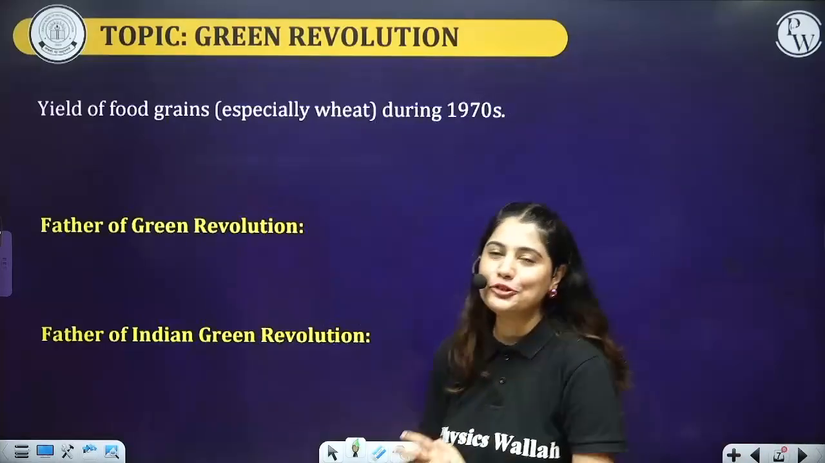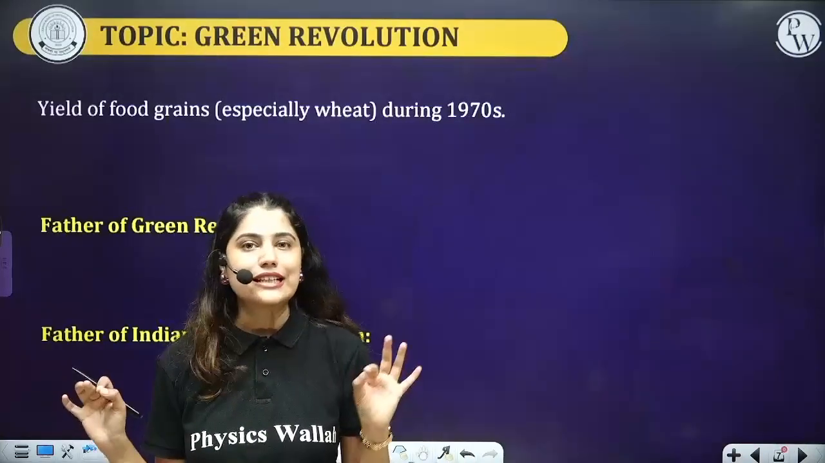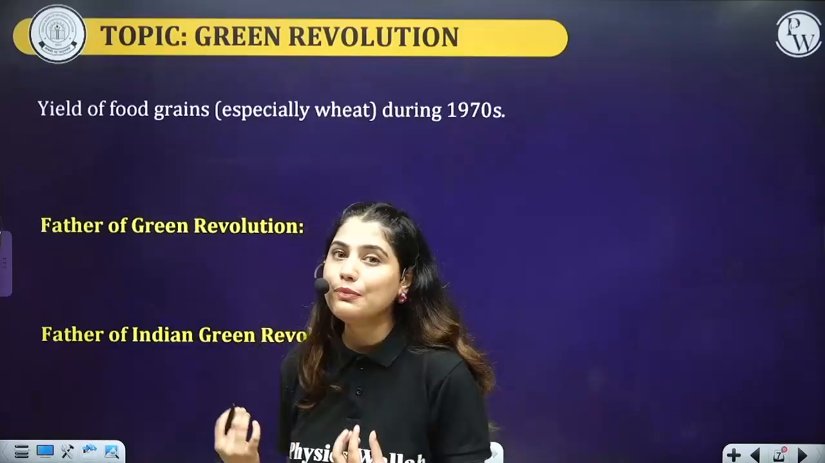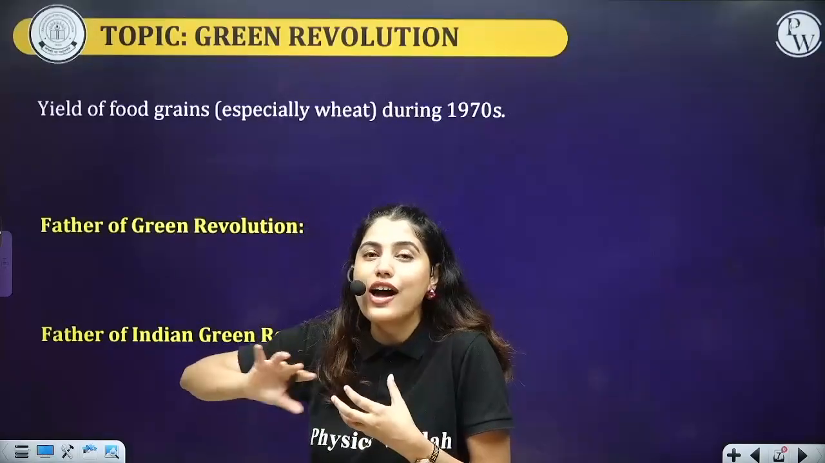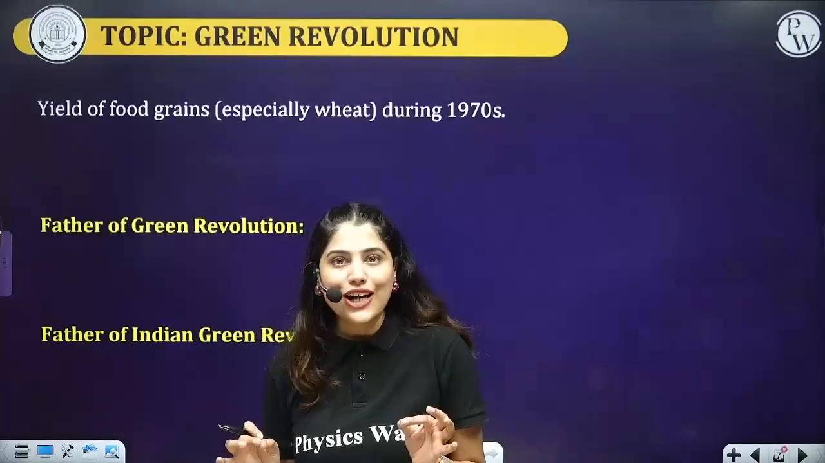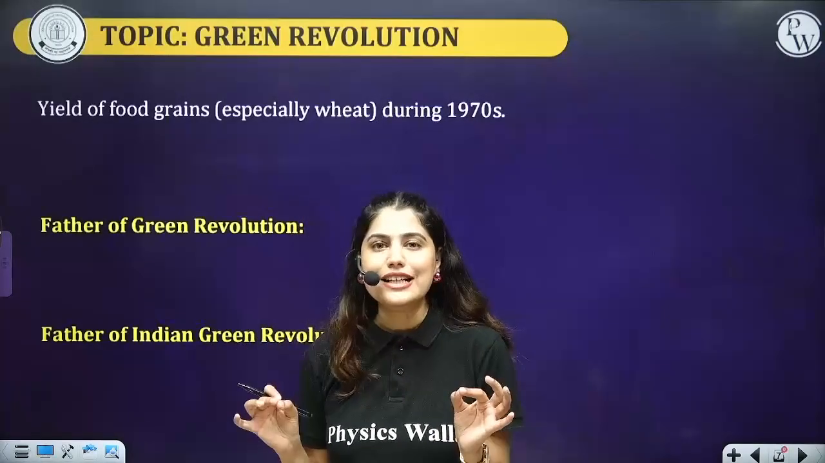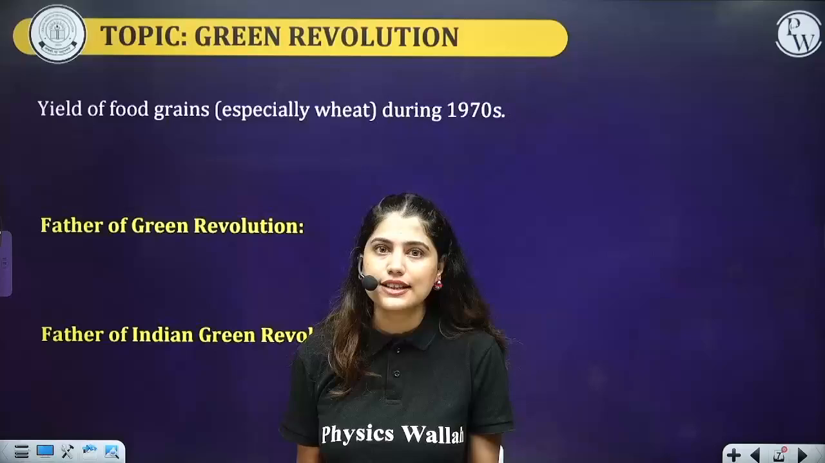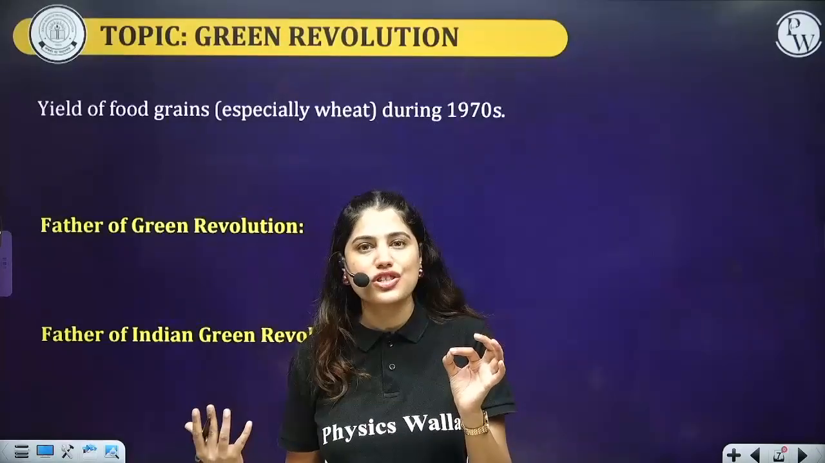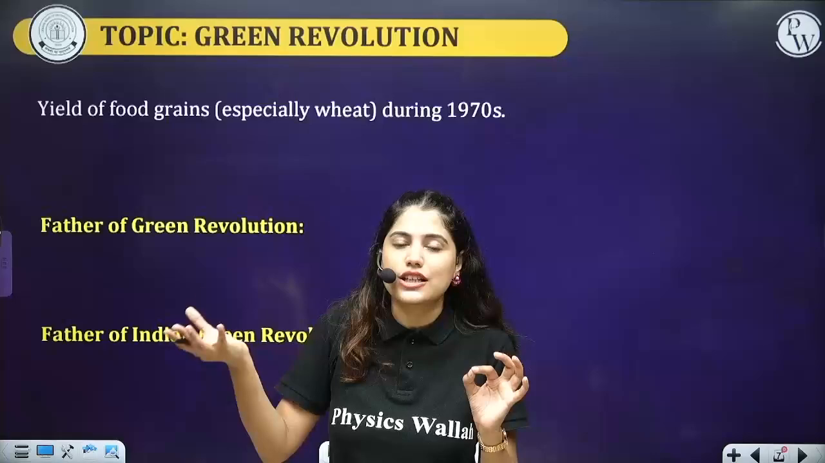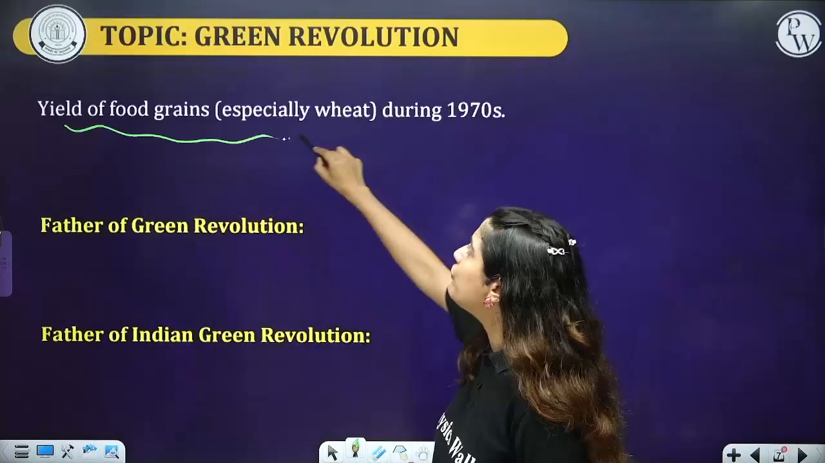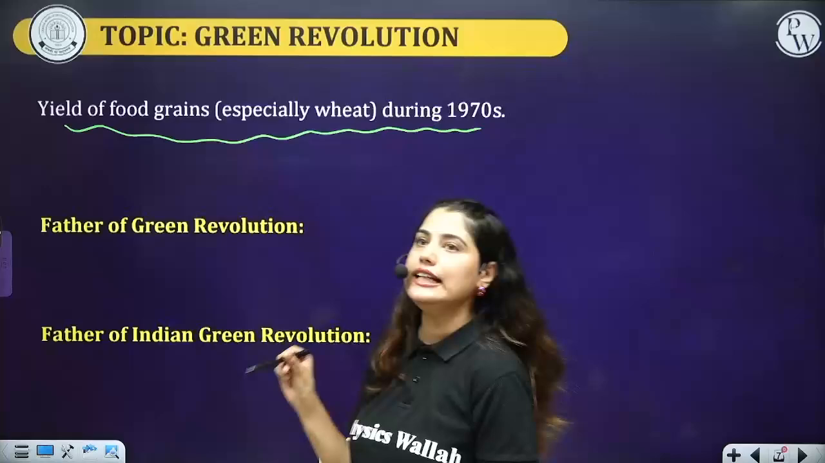Now we move to green revolution. Now what is green revolution? So basically scientists were able to grow a large amount of wheat. The yield, or the production, of the wheat increased, basically the cereals increased, and in that cereal I should say majorly wheat increased. Why did the yield or the production of the food grain increase during 1970?